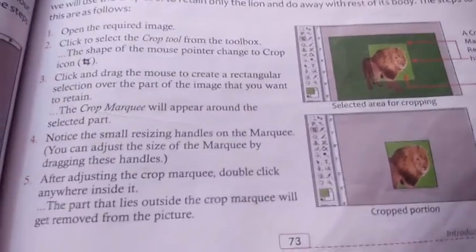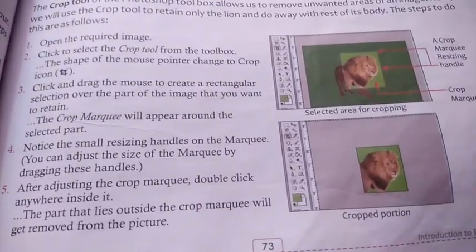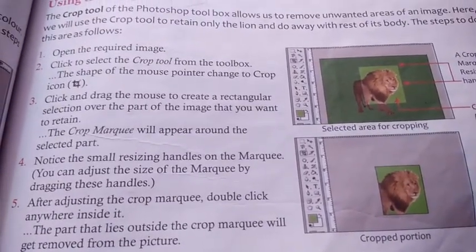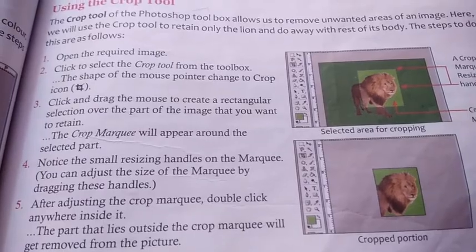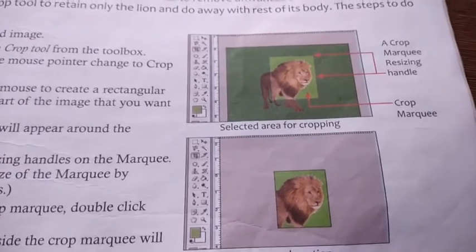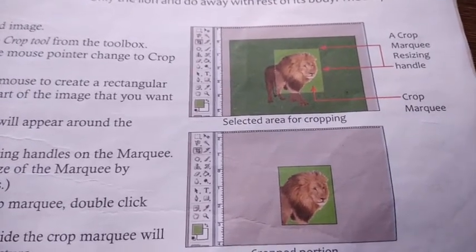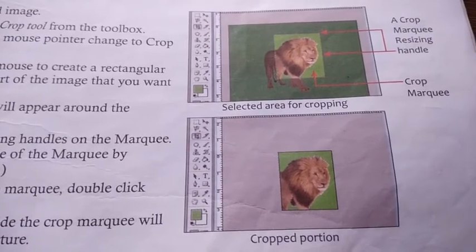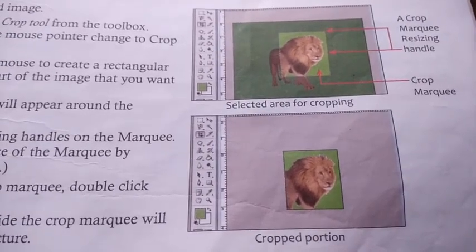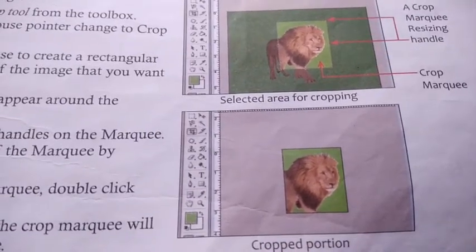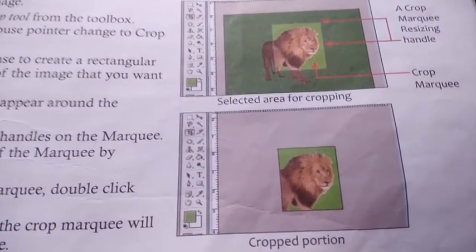Now students, fifth, after adjusting the crop marquee, double click anywhere inside it, so the part that lies outside the crop marquee will get removed from the picture. So see a picture of the area. First of all, the selected area for cropping, with the crop marquee and resizing handles. After that you can see the cropped portion of the image in Photoshop. So this is using the crop tool in Photoshop.